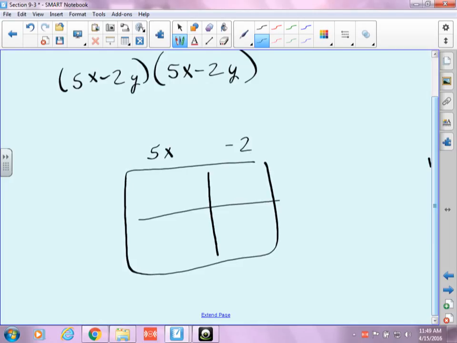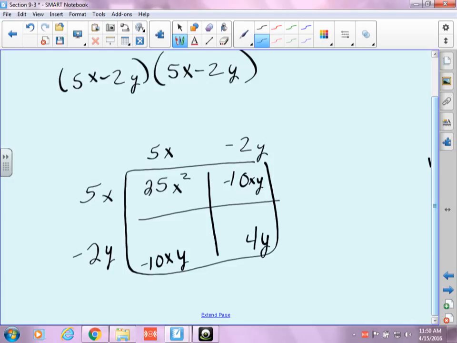5x minus 2y, 5x minus 2y. Same thing, but this is where it gets tricky. 5x times 5x is 25x squared. Okay, now what's 5 times negative 2? Negative 10, and then it's xy. And I put the x first because of alphabetical order, x always comes first, doesn't it? Okay, then I do the same thing in the other. And now negative 2y times negative 2y is 4y squared.